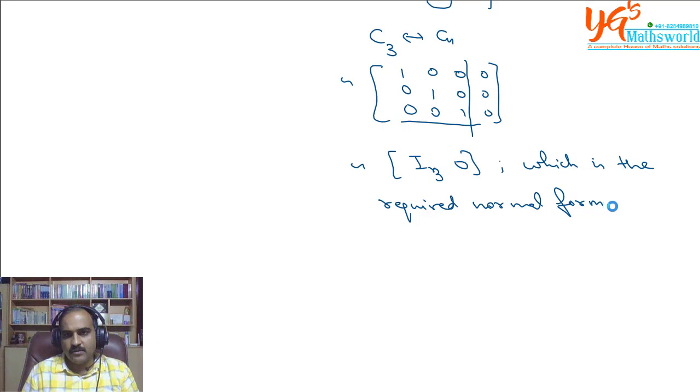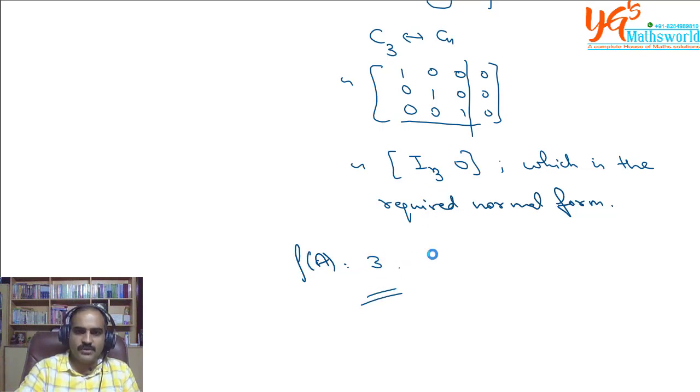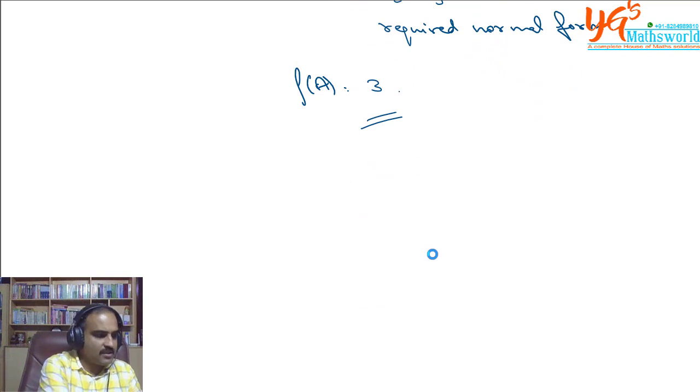Okay. Now rank of A. So we are having 3 rows and 3 columns in I3. So that means rank of A will be 3. Hope it is clear to everyone. Let us take one more question.